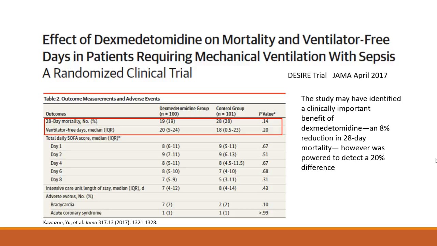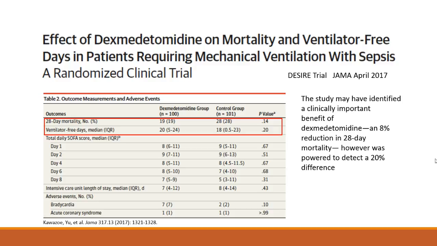The two arms were: one group had a Precedex infusion throughout the duration of the study. The other arm had no Precedex infusion, but both arms could use any other type of sedation that the patient required. So that could include benzodiazepines, propofol, and opiates.